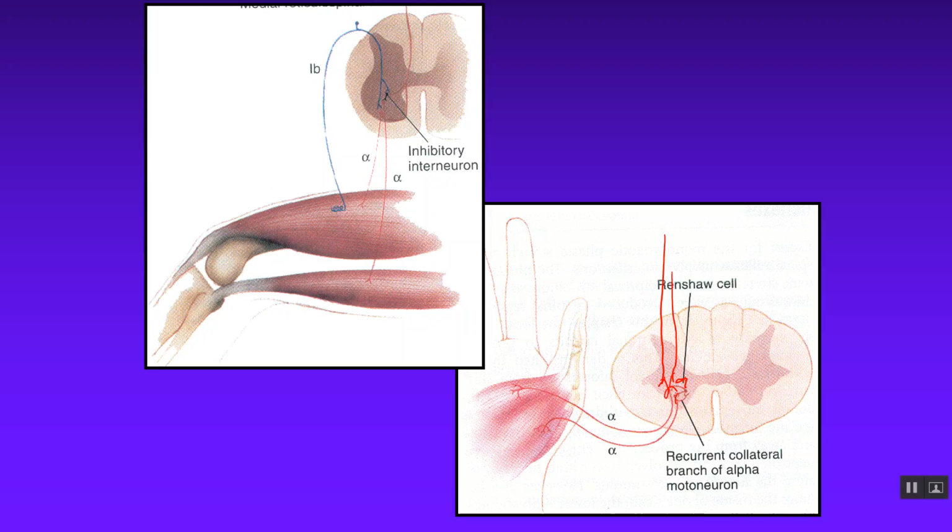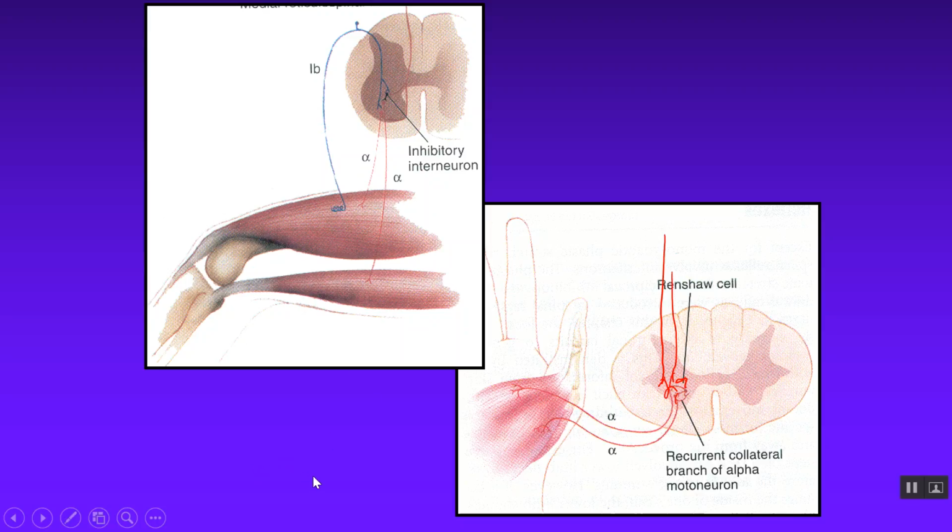So remember, everything's about this balance between on and off, but somewhere in the middle. And so this recurrent collateral branches back off those motor neurons and inhibits themselves, but it's only going to inhibit the ones that are not getting the strongest signal. The ones that are getting a stronger signal, they're going to get inhibited a little bit, but they're not going to turn off totally. So it's just a way of fine-tuning motor action and motor control.